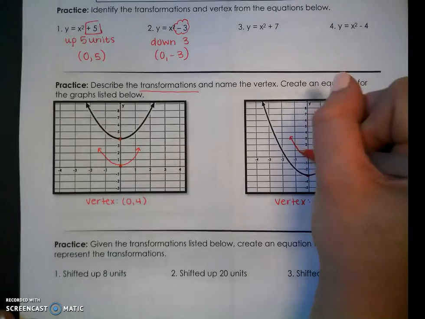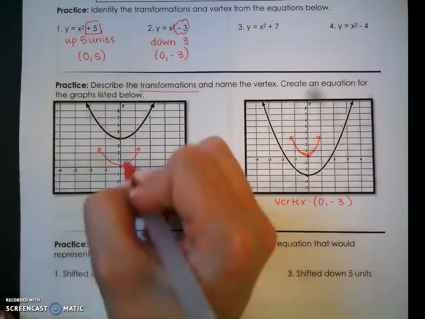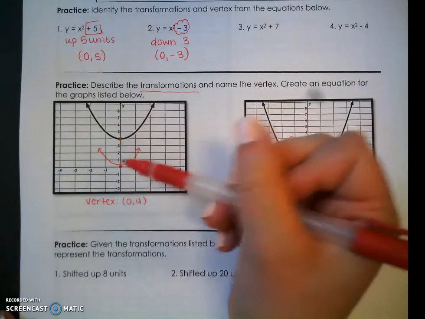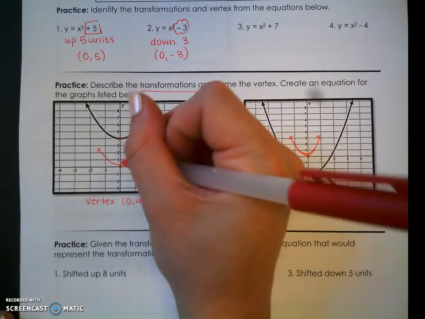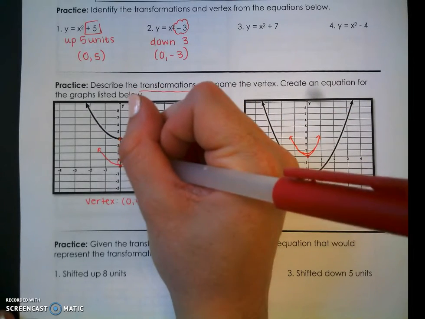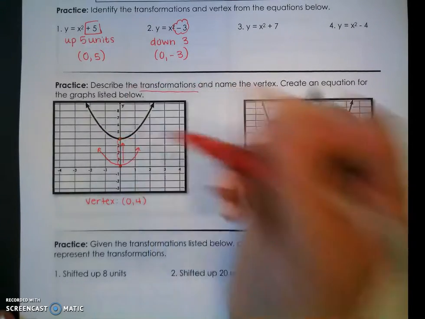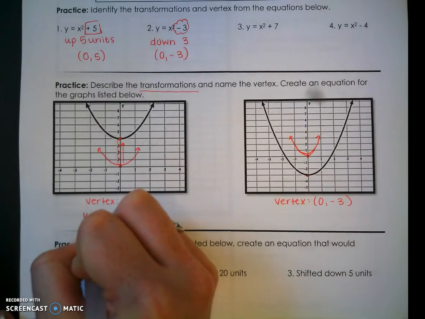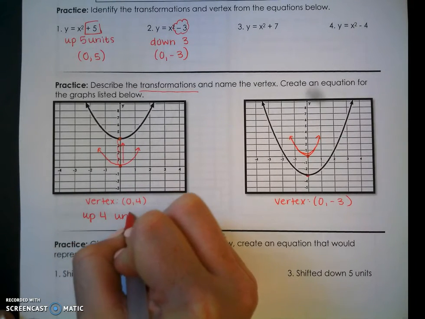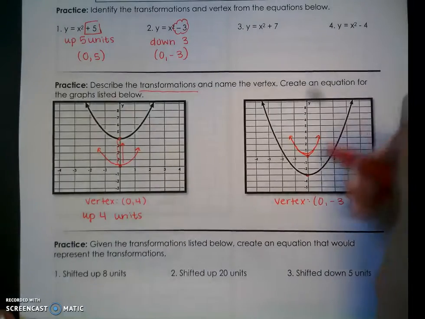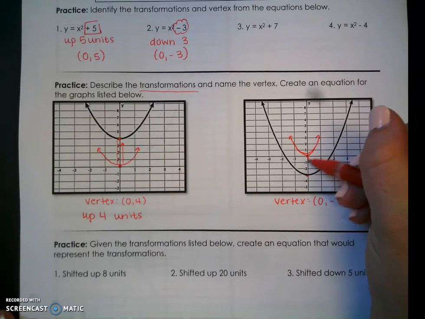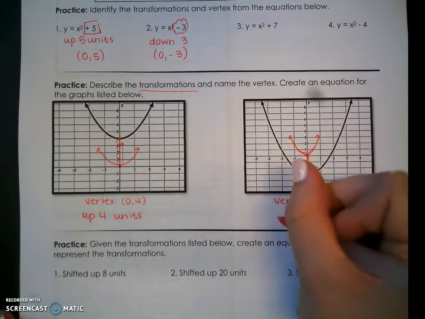Ooh, I didn't even make the dot. There we go. So if I'm starting here at my parent function, and this is my new function, then it is going up. And it's going up 1, 2, 3, 4 units. Whereas the second one is starting at 0, 0, and it's going down 1, 2, 3 units.